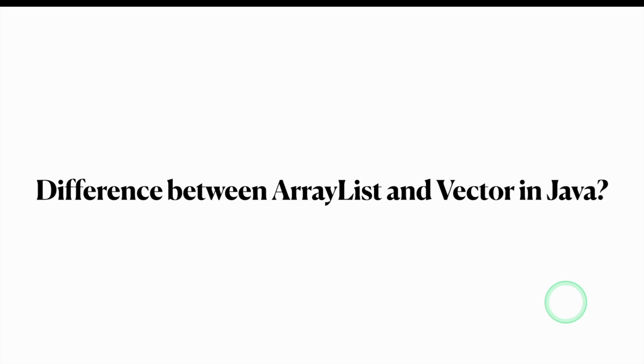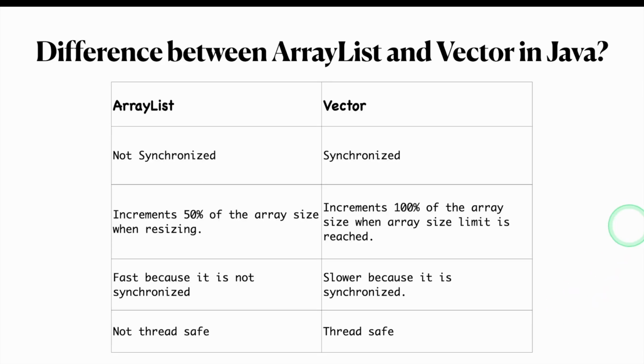Difference between ArrayList and Vector in Java. The similarity between ArrayList and Vector is that both internally implement a dynamic array, but ArrayList is not synchronized, while Vector is synchronized. All the methods in Vector are synchronized, so they are thread safe. ArrayList increments 50% of the array size when resizing. Whenever the array size limit is reached, it will create a new array with 50% more than the original array size, and then copy the elements from the old array into the new one.